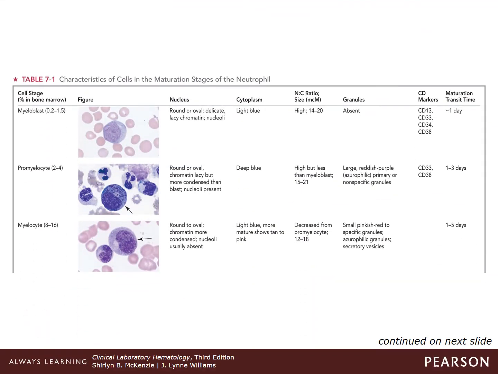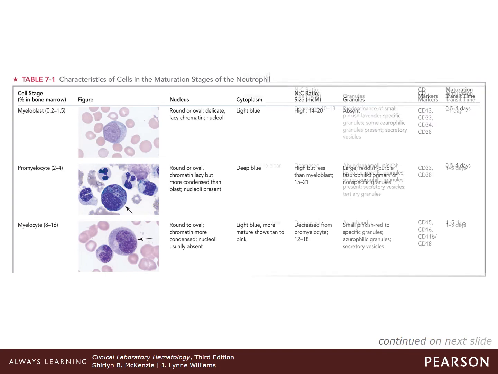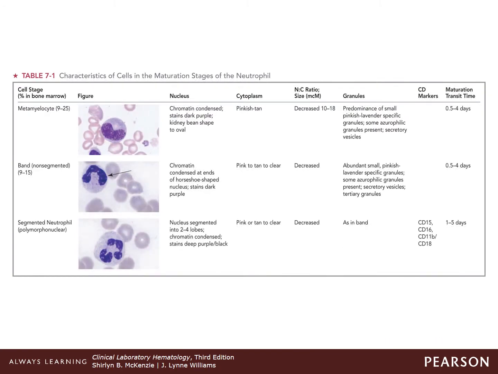Please use table 7.1 for the characteristics of maturation within the neutrophil. It gives you the name of the maturation stage, in addition to the characteristics of the nucleus and cytoplasm, the ratio of the nucleus to cytoplasm, and what types of granules are present, and we will get into those CD markers more in hematology too. And here again are the later maturing stages where you can see the differences between the metamyelocyte, the band, and the segmented neutrophil.